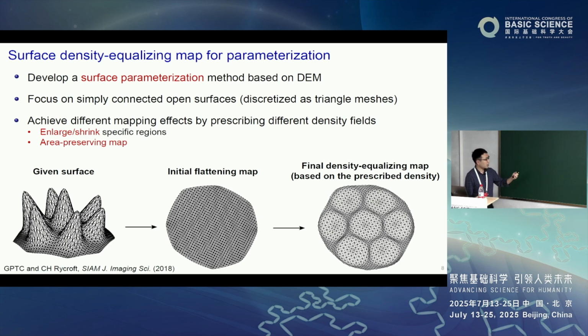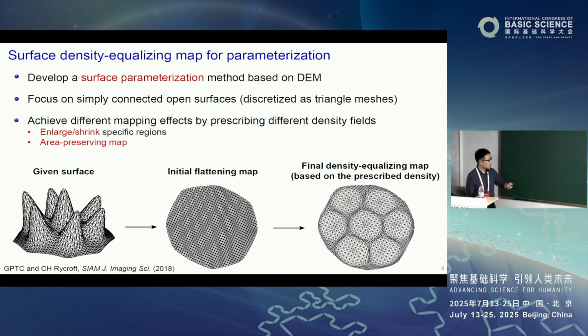By using this approach, we want to achieve the following. We want to be able to enlarge or shrink different regions in order to achieve different surface mapping effects. And we also want to try to achieve area preserving mapping, which is one of the major mapping methods that we just introduced previously.